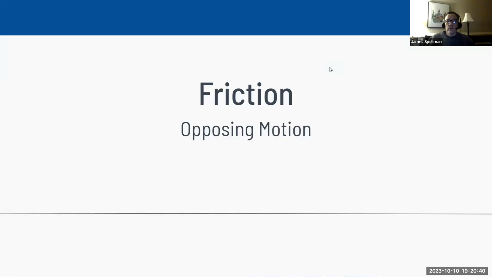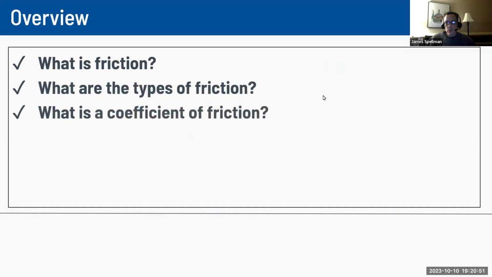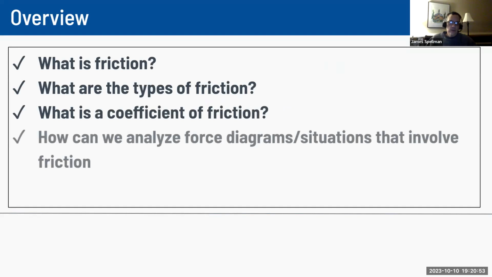Next up is friction. We're talking about opposing motion in our discussion of forces, and we'll get right to it. I'm going to answer, hopefully, these questions. What is friction? What are types of friction? What is a coefficient of friction? And given some situations, how can we look at friction and answer some questions about it in ways that might show up on an assessment?